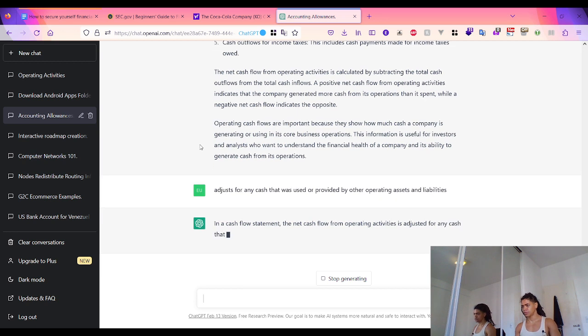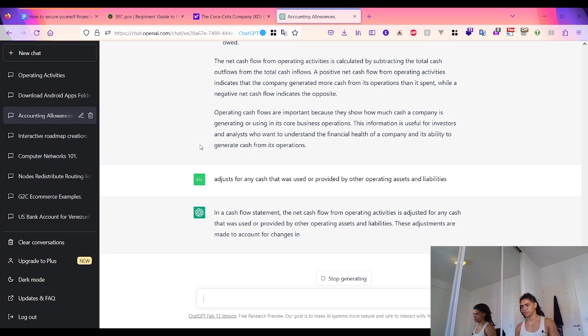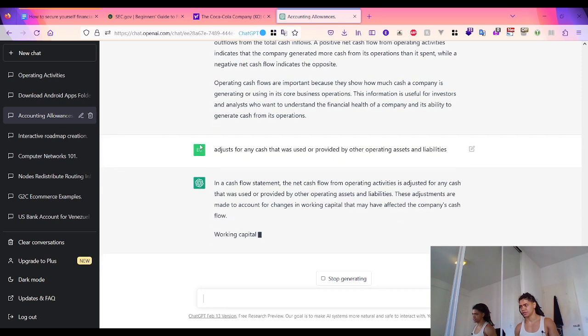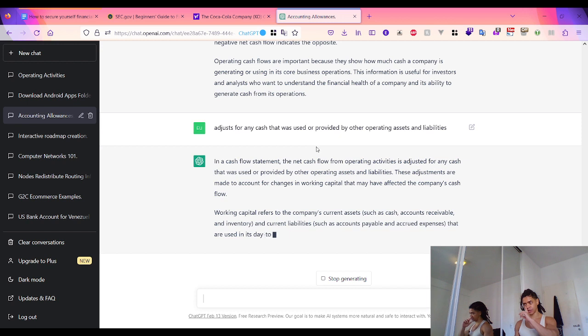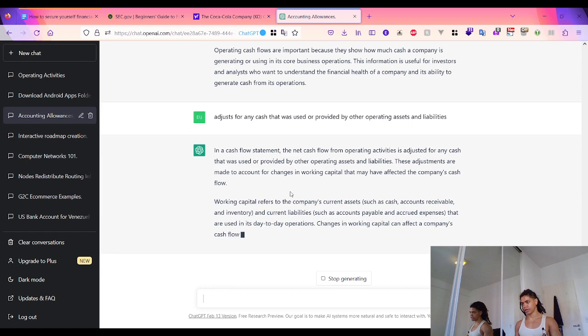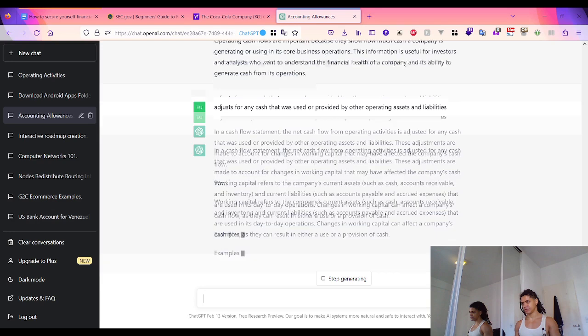The net cash flow from operating activities is adjusted for any cash that was used or provided by operating assets and liabilities. These adjustments are made to account for changes in working capital that may have affected the company's cash flow. Working capital refers to the company's current assets such as cash, accounts receivable, and inventory, and current liabilities such as accounts payable and accrued expenses that are used in its day-to-day operations. Changes in working capital can affect a company's cash flow.